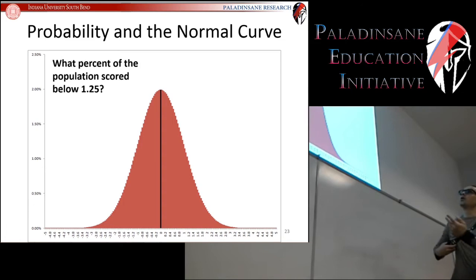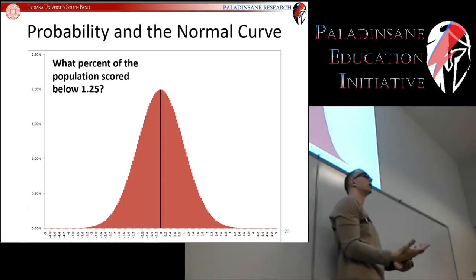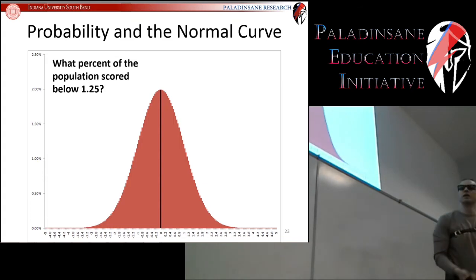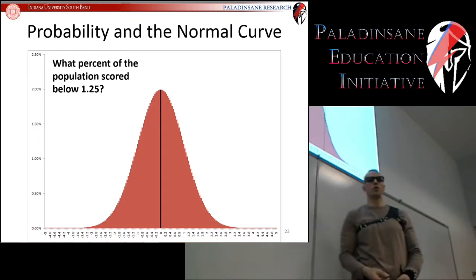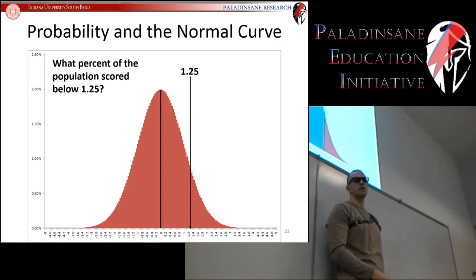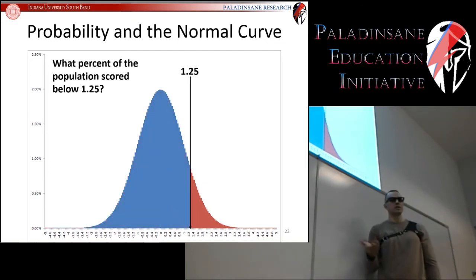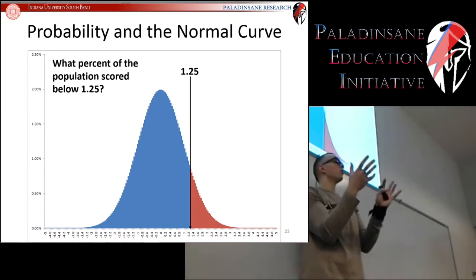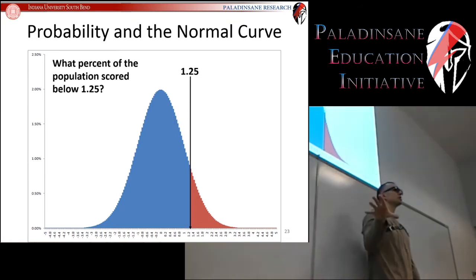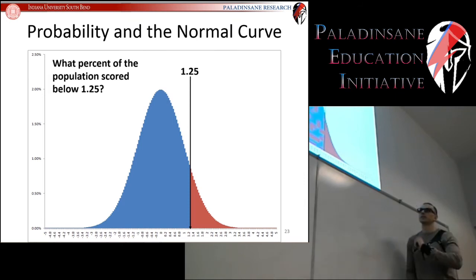But if we wanted to know what percent of the population scored below a z-score of 1.25, what we're asking is, if this is the entire population, and there's your z-score of 1.25, we want to know what proportion of the curve is that blue area right there. So if you want to know what is the percent of the population that scored below 1.25, you're asking what's the proportion of that blue curve, and we're going to see how to do that today.